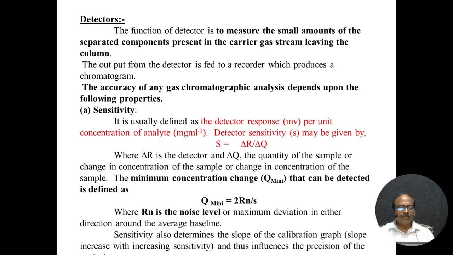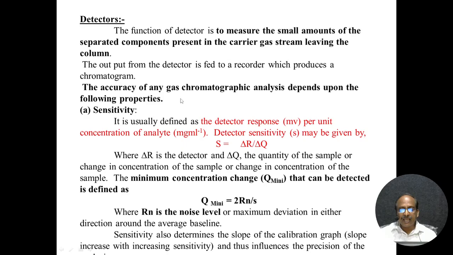Capillary columns are also present. Are there any detectors? In the schematic diagram, the sample contains no more solutes. How do we detect them? There are detectors present, and the detectors measure the small amount of the separated components present in the carrier gas stream leaving the column.